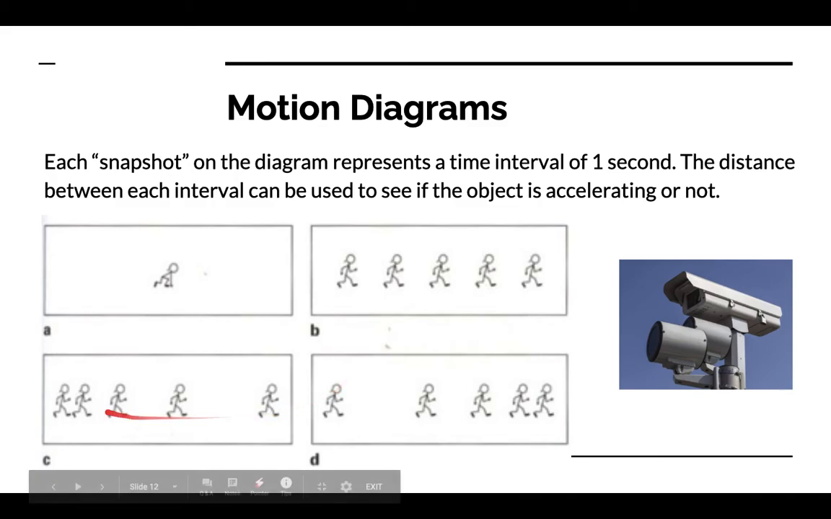So for example, with this right here, if we look at the strobe light, we have these different snapshots of a person at different seconds. We see that as the snapshots in time grow, the distance a person is covering is also growing. So this would indicate to us that our person is speeding up. Likewise, in D, we can see that as our snapshots continue, the distance our person covers decreases, indicating to us that we're slowing down. And then lastly, in B, we cover the same distance over each snapshot interval, indicating to us that we are moving at a constant velocity.